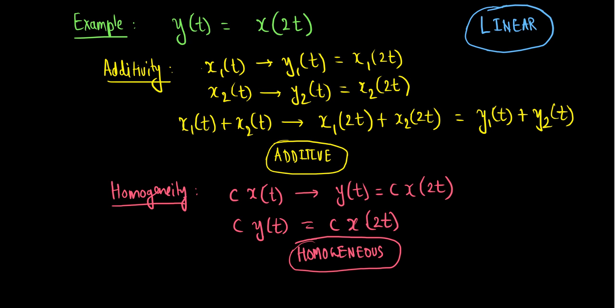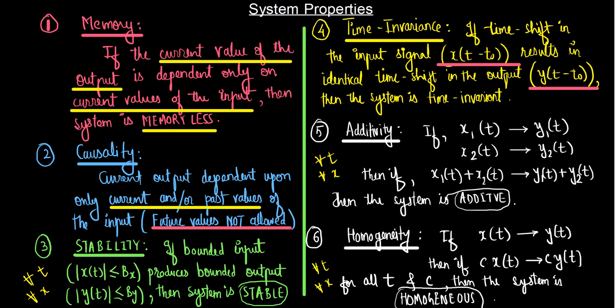So in order to satisfy linearity, a system must satisfy both additivity and homogeneity. If either of these fails, that system is said to be nonlinear. So far we have seen six different properties, and we said that the last two properties combine to give us what is called the linearity property. Each of these properties is independent of each other, meaning a system might satisfy none of these properties or might satisfy all of them. So all of the six properties are independent of each other.